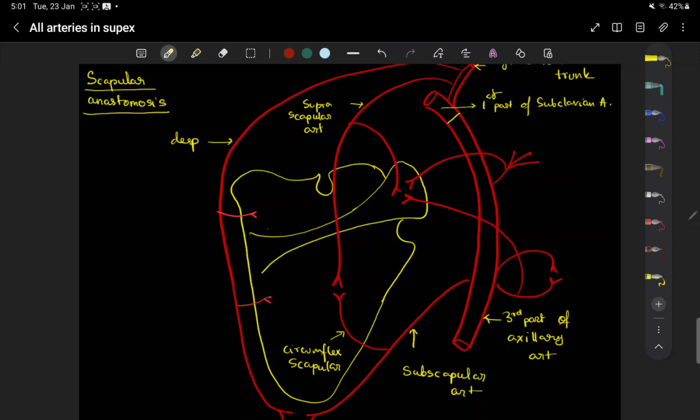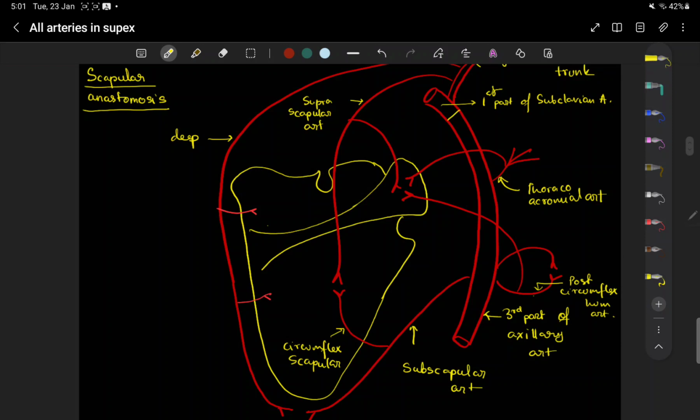Around the acromion process also there is one anastomosis. One anastomosis comes from the acromial branch of the thoracoacromial artery. Another branch comes from this posterior circumflex humeral branch. Okay, and the third one is coming from this suprascapular artery. So there are two main anastomoses, one present around the scapula and another present around the acromion process.